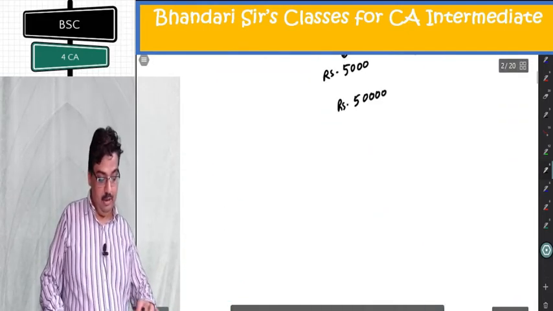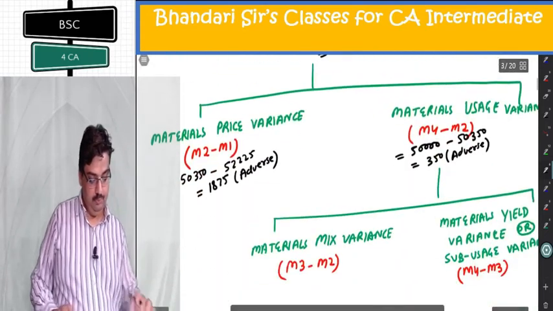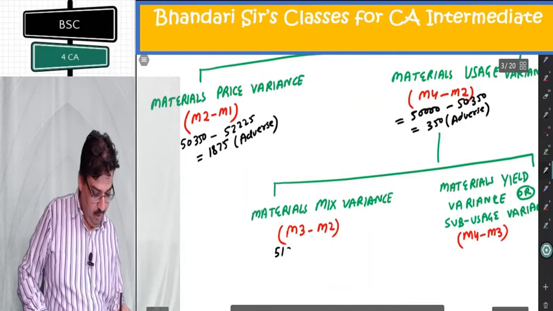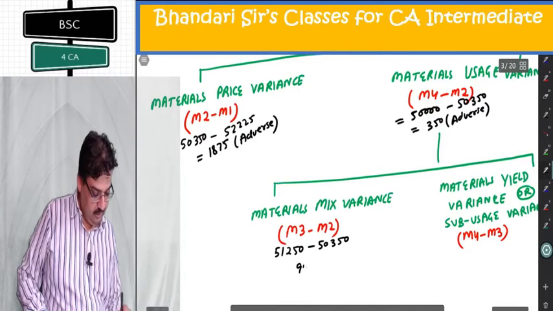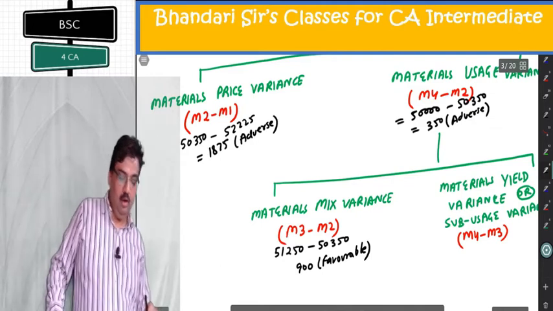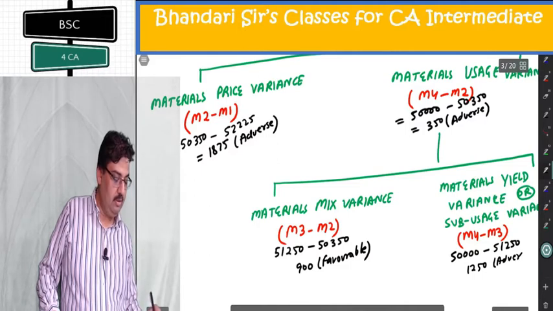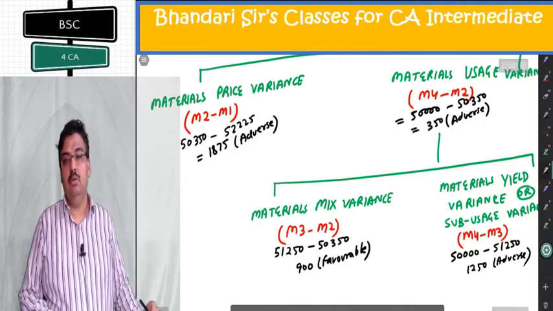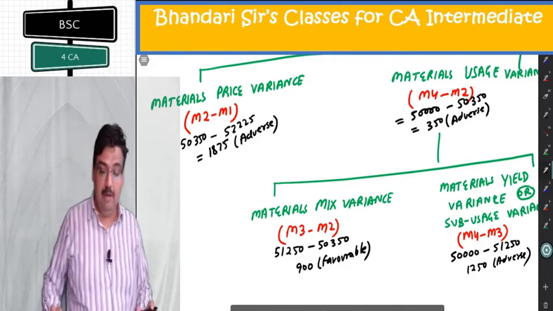M3, we computed M3 how much? 51,250. 51,250 minus 50,350. This is 900 favorable. M4 was 50,000 minus 51,250. This is 1,250 adverse. Very simple question. Only good point was again M4. This was the complete question C4.